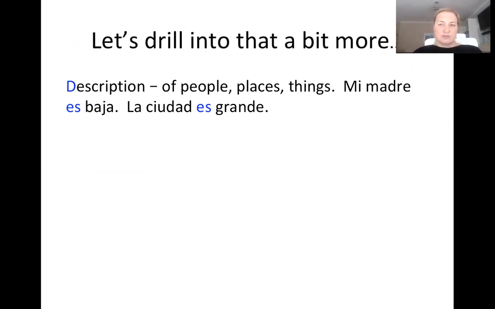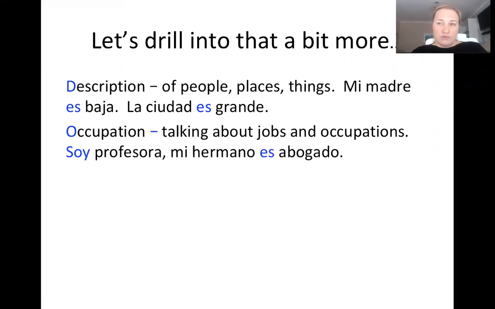Okay, so let's drill into it a little bit more so we're a bit more comfortable with it. So the D for description could be description of people, of places, and of things. So, por ejemplo, mi madre es baja. My mother, or my mum, is short or small. La ciudad es grande. The city or the town is big or large. O for occupation, talking about jobs and occupations. So, yo soy profesora. Mi hermano es abogado. Okay, so I'm a teacher, my brother's a lawyer. Using the verb ser there to describe occupations.